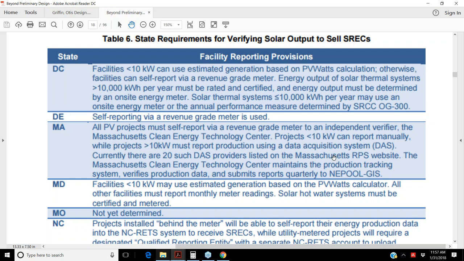If you go into the brass tacks on these state exchanges, so on an earlier slide, we saw that DC is a state that has a high-valued renewable energy credit. And in DC, they say facilities that are less than 10 kilowatts, and that's most residential arrays, in the state of DC, you can claim renewable energy credits based off your PVWatts calculation. So we've seen that in other classes. You just hop online to PVWatts, you put in your array size and your location, and it estimates how much energy you're going to produce. And for DC, they say, well, that's good enough.